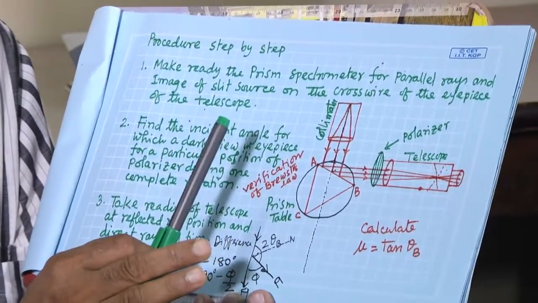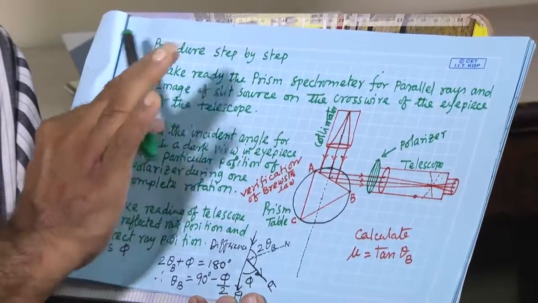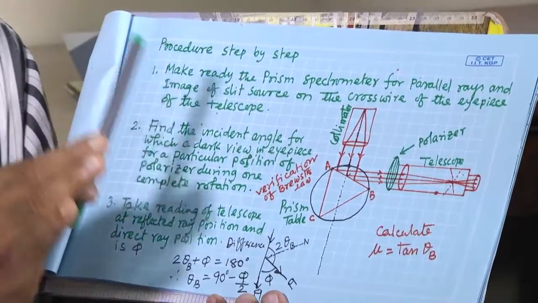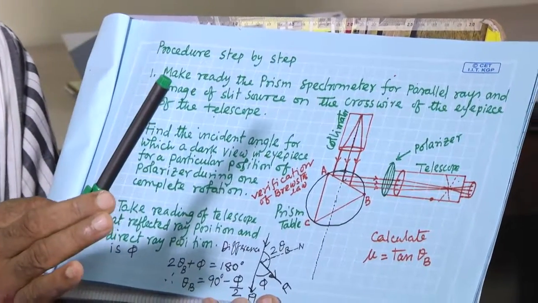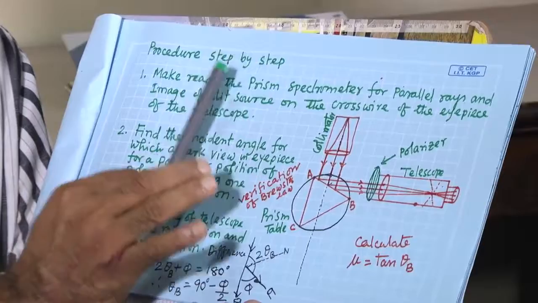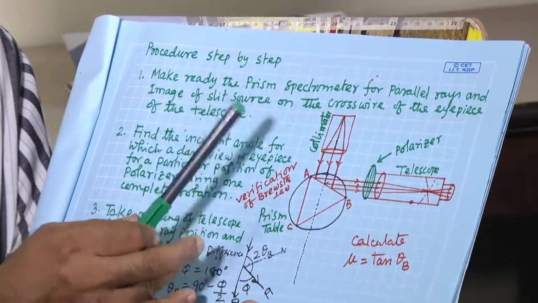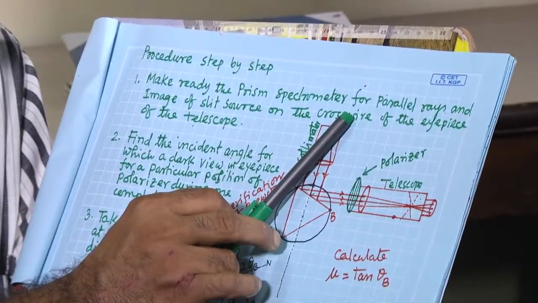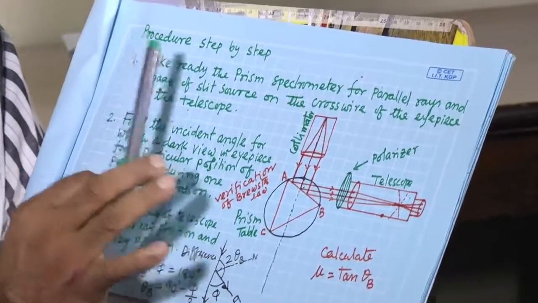So, you know, we have demonstrated many experiments using the spectrometer. So, initially we have to make ready the spectrometer, leveling the spectrometer using the spirit level, then we will use the optical leveling, then we will use Schuster's method, okay, for getting the parallel rays and focusing the eyepiece to the crosswire, okay.